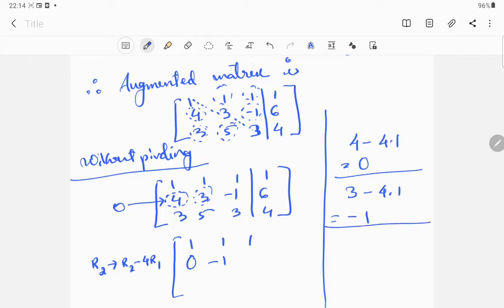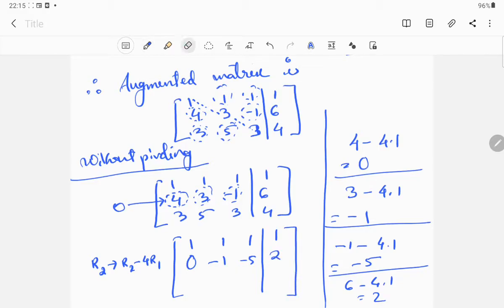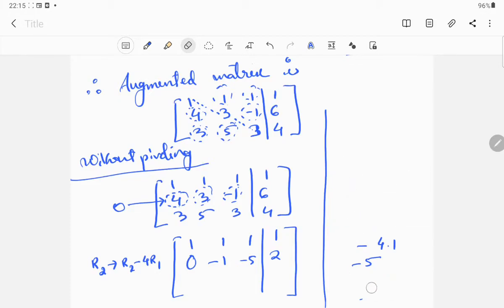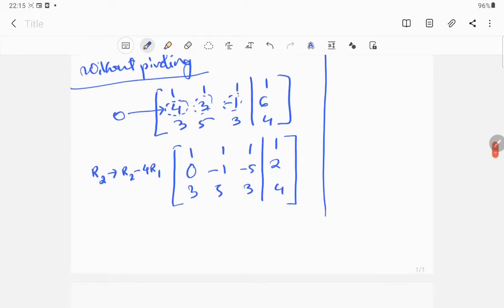It is minus 1 minus 4 into 1, so it is minus 5. And here it will be 6 minus 4 into 1, so it will be equal to 2. So R2 is done. Then the third row is 3, 5, 3, 4.